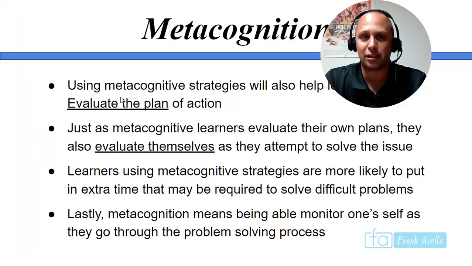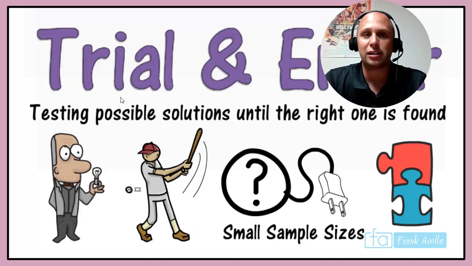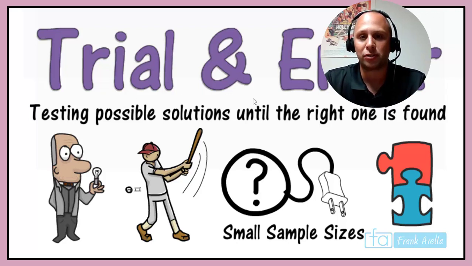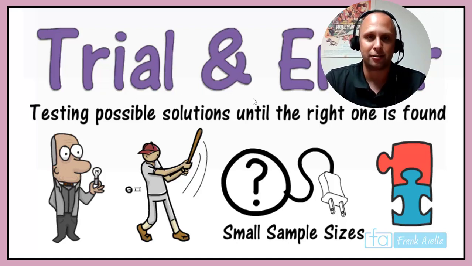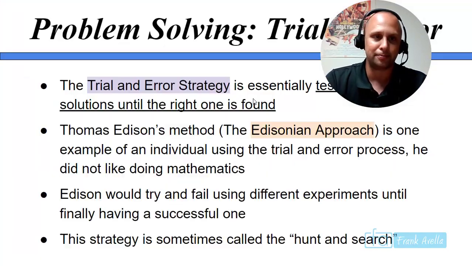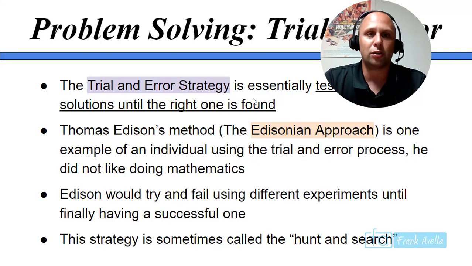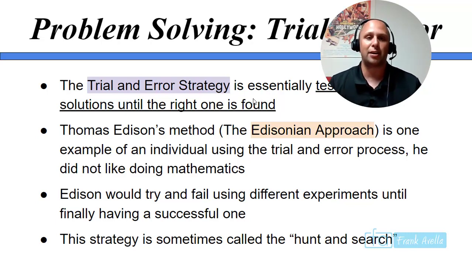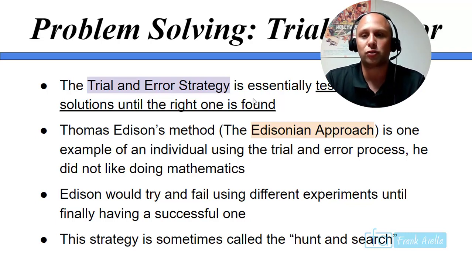I have 9 different strategies. Okay? The first strategy is the trial and error strategy for solving problems. Okay, testing possible solutions until the right one is found. Trial and error. We all use it, and let's talk about it. So, Thomas Edison's method, they called it the Edisonian approach, is an example of an individual using the trial and error process. He did not like doing math. So what Edison would do is try and fail using different experiments until he finally got the right one. The strategy is also called hunt and search.